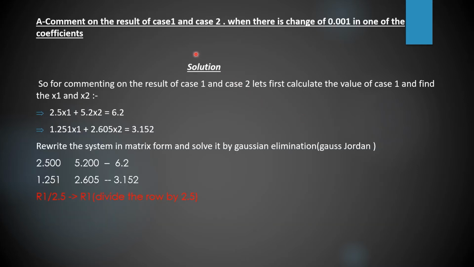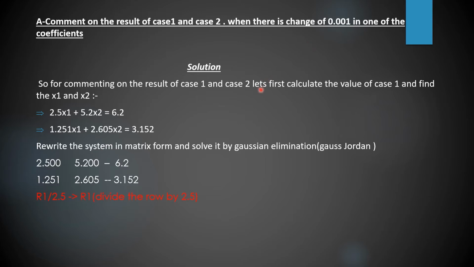In our first question, A, we have to comment on the result of case 1 and case 2 when there is a change of 0.001 in one of the coefficients. Meaning, if we change the value of one of the coefficients in the data sets, what is the effect of that change on our answer? We have to find it.